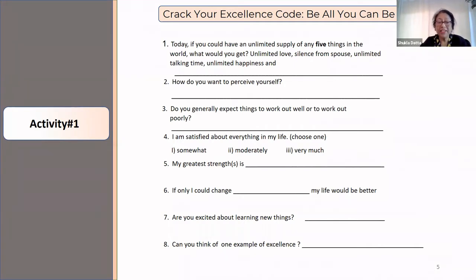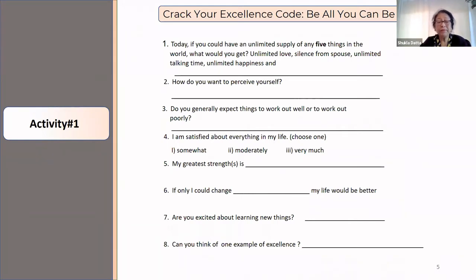Question number 5, my greatest strength is: people person. I'm open-minded, I'm optimistic. And next one, if only I could change something in my life, it would be better. I got some really interesting answers here. One is fear, if I could change fear. Next one, if I could learn time management skill. And next one, you'd love it, if I could change my boss. Well, that is a difficult task, but I wish good luck.